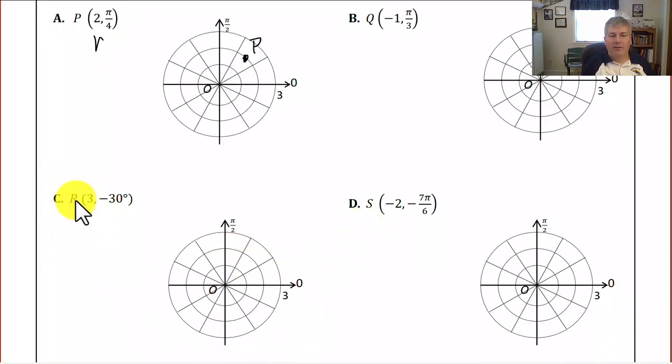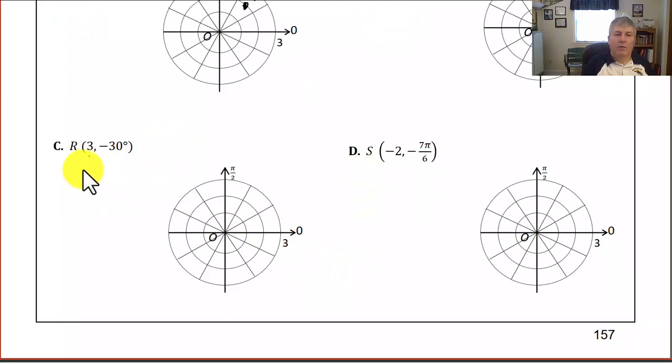Let's go on to C. Let's plot point R. Now that's got a radius of 3 and an angle of negative 30 degrees. Well, negative 30 degrees is negative pi over 6, and fortunately for us, each of these hash marks is a pi over 6. So I'm going to extend 3 out on my radius and rotate a negative pi over 6, and that is going to be point R.